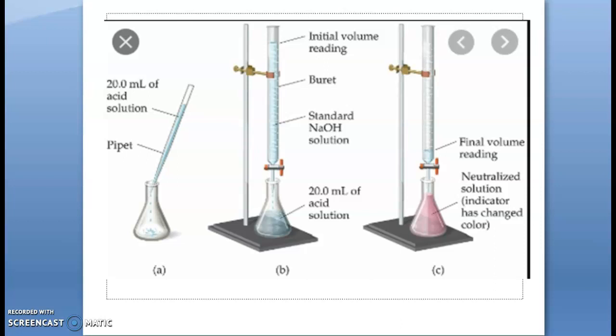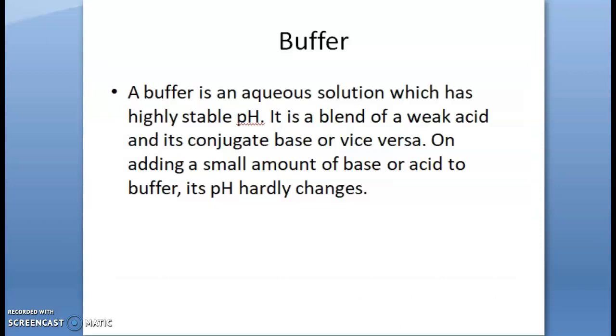We call it the end point when we just see the faint pink color appear, or it can be any color. To bring that color, we need to add what we call an indicator, and there are many types of indicators available in the market. The ones which we use in the laboratory are methyl orange and phenolphthalein. Phenolphthalein actually brings out the faint pink color, as you can see on the screen. So that's it. Let us see the next question.